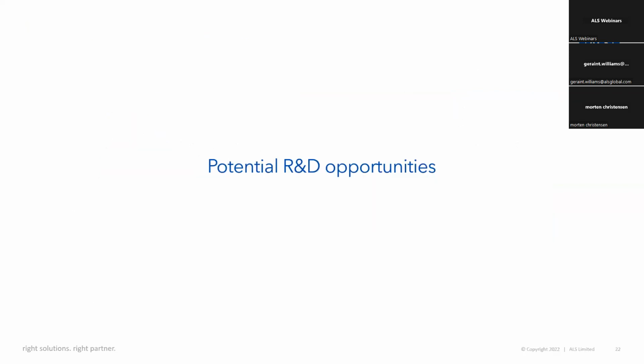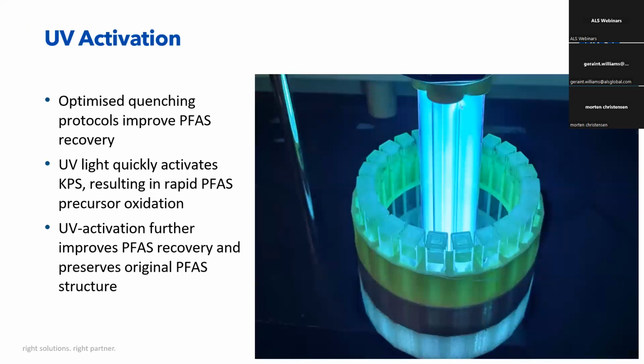Just very briefly, I've probably slightly over-talked. There's a new technique which has been developed called UV activation, which optimizes some of these quenching protocols and could produce a more robust method. It involves UV light, which activates the KPS, and it might improve turnaround times, because at the moment we're using this heat-based approach.